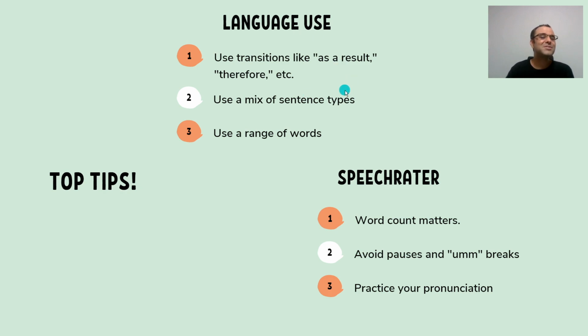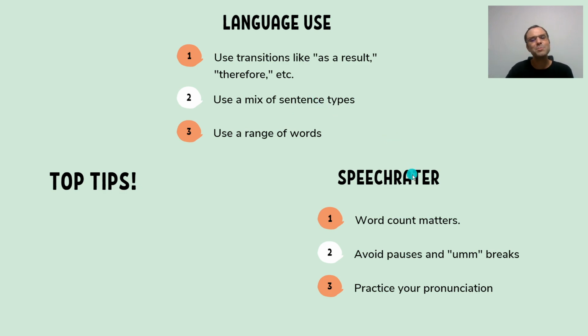Secondly, use a mix of sentence types. Simple sentences, compound sentences are usually pretty easy to use, and maybe even some complex sentences if you can fit them in, although those are a little bit more challenging. Third, use a range of words. Try to avoid repeating the same words again and again within the specific questions. That's because, again, both the human rater and the speech rater are looking for a wide-ranging vocabulary.